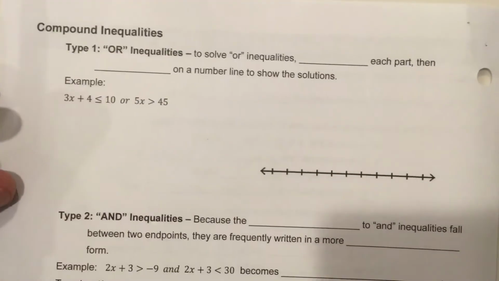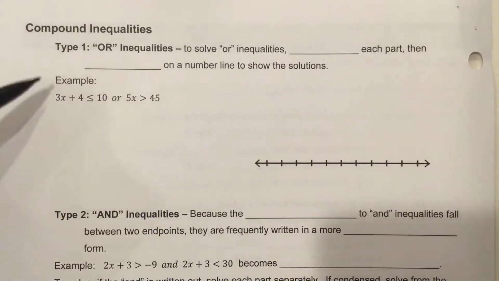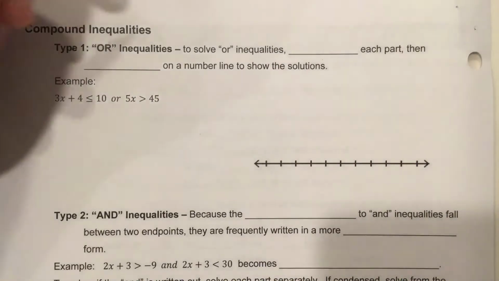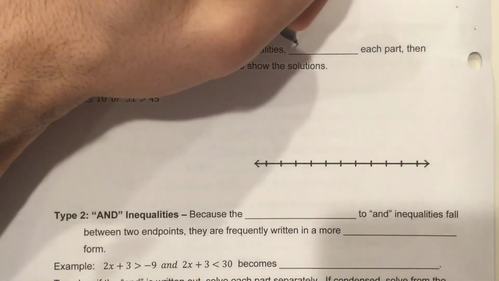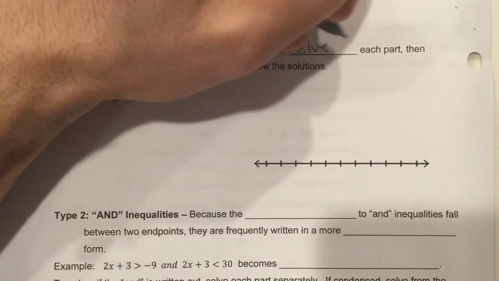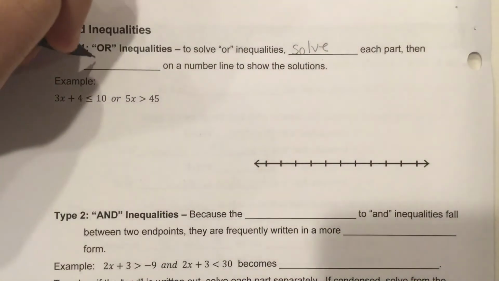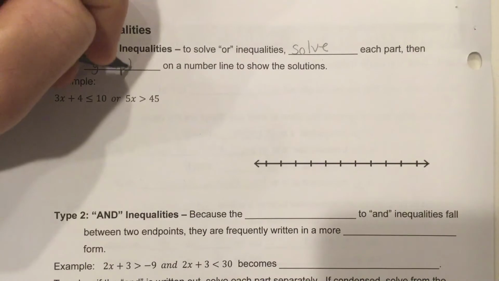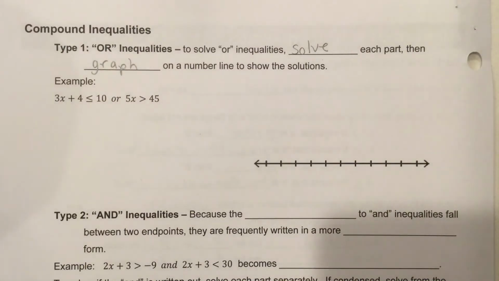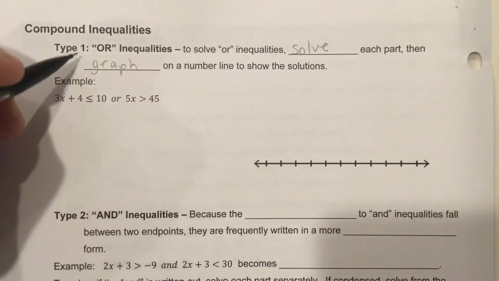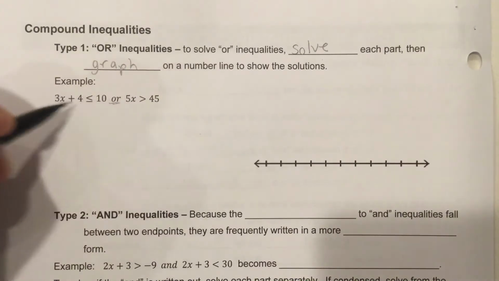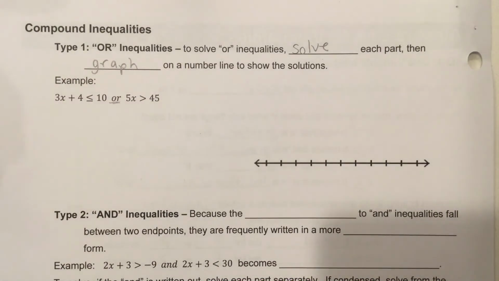All right, as we go on, we have compound inequalities now. And there's 2 types. We have OR inequalities. And to solve OR inequalities, you solve each part, then graph on a number line to show the solutions. So again, that's called OR inequalities because there's an OR here. And it almost looks like there's 2 separate ones, which there kind of is. It's just you graph them at the same time.